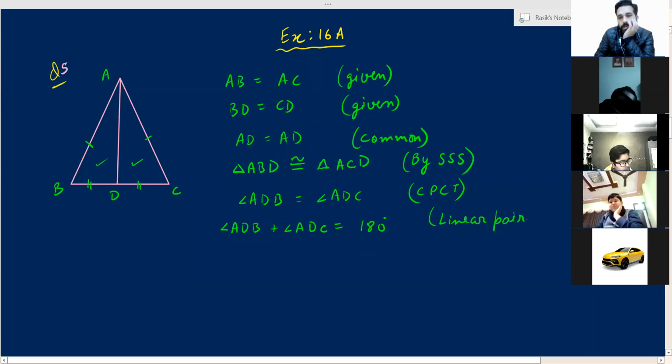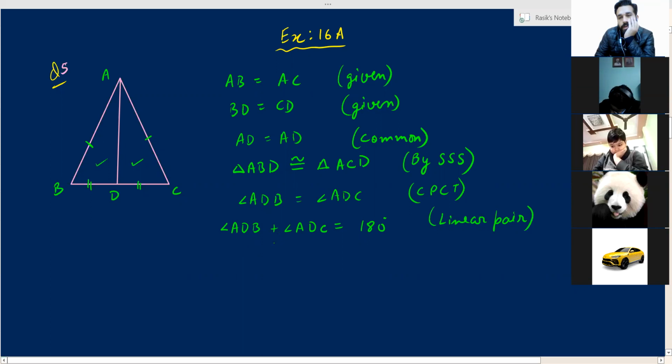Because it is a linear pair of the triangle. So angle ADB and angle ADC are both equal angles, and their sum is also 180. Therefore, we can say that the value of each angle is 90 degrees. Am I right or not? When both the angles are equal and their sum is also 180, that means each of the two angles is 90 degrees.